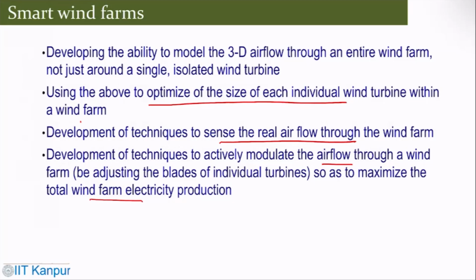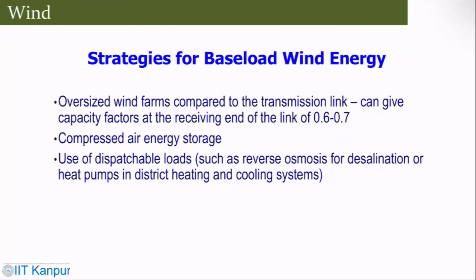So what you could do is basically adopt some innovative strategies to mitigate the other issues, so that you can improve the overall performance. And there are some strategies to best load wind energy. Oversized wind farms compared to transmission link can give capacity factors of 0.6 to 0.7, compressed air energy storage, use of dispatchable loads, heat pumps in direct heating or cooling systems.